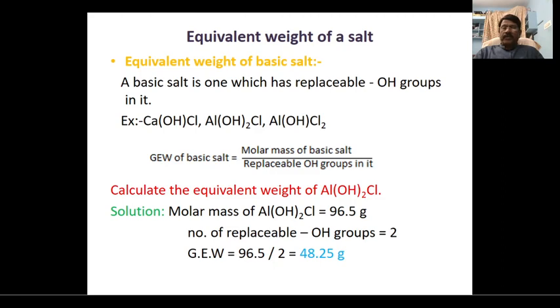If you observe the example, calculation of equivalent weight of chloro dihydroxy aluminum. The molar mass of chloro dihydroxy aluminum is 96.5 grams. Number of replaceable OH groups is equal to 2. Then gram equivalent weight of the salt is 96.5 divided by 2, which is equal to 48.25 grams.